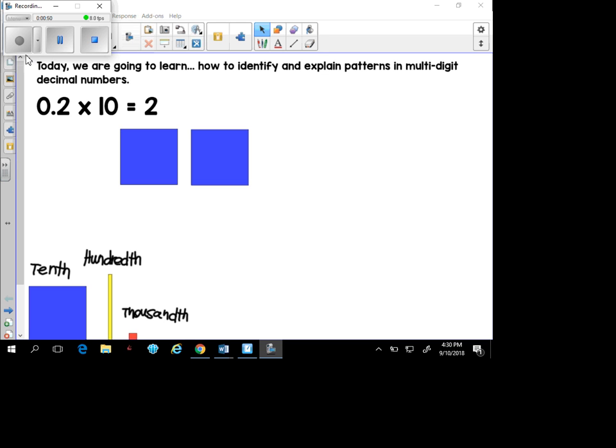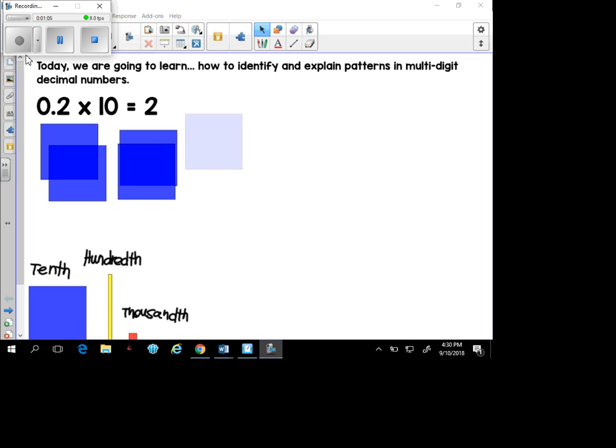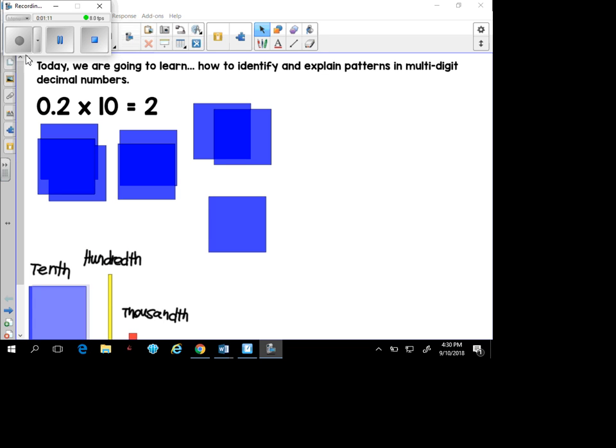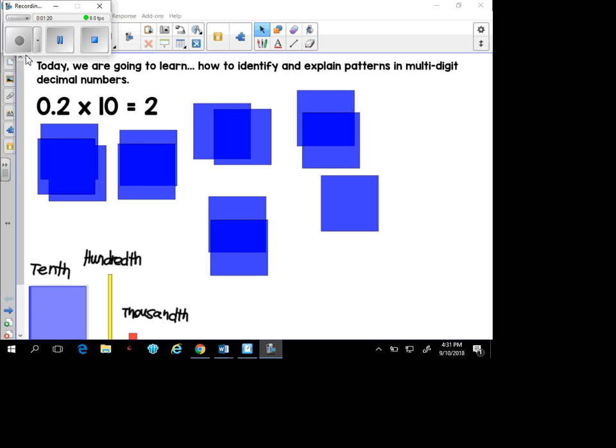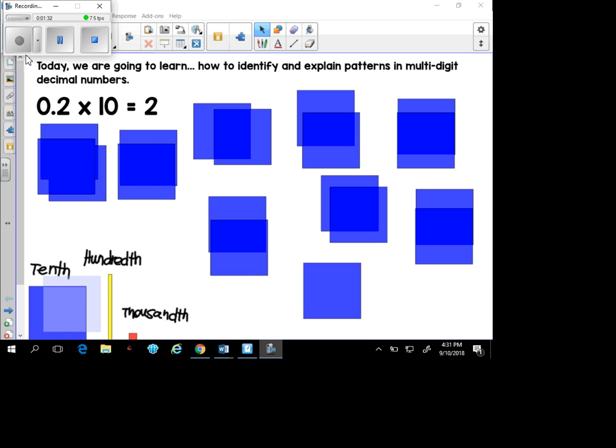Now, what it's telling me is that I have to have 10 times more of those 2/10. So what I'm going to do is make 10 groups of 2/10. So this is one group, 2, 3, 4, 5, 6, 7. Remember that multiplication just means that many groups. So what I'm doing is making 10 groups of 2/10.